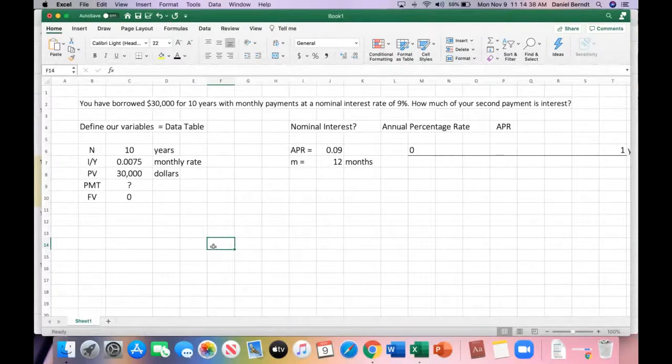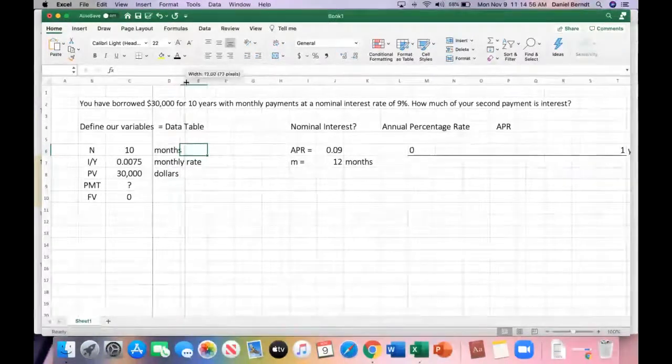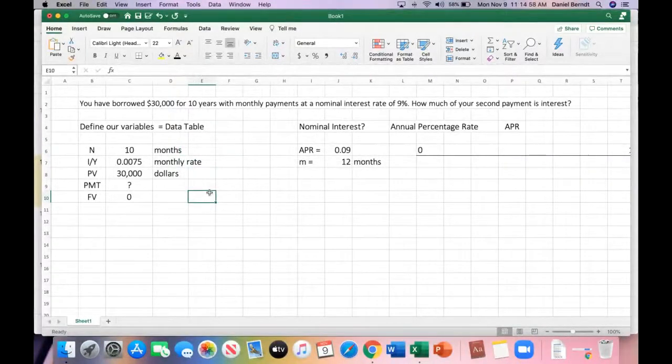That's right. We have to modify our N to account for the fact that we're making monthly payments, not annual ones. So if I want to get my 10 years into the right units, I would need to convert to months, right? And so what do I need to do to that 10 there? Exactly. We want to multiply that 10 by 12.